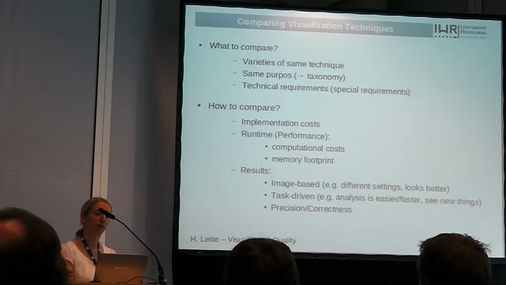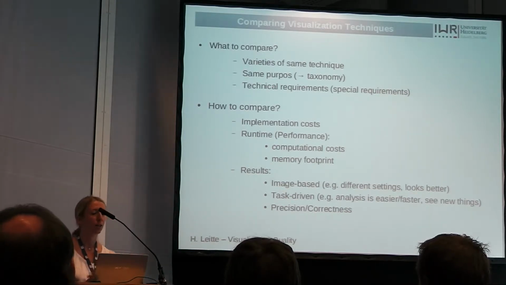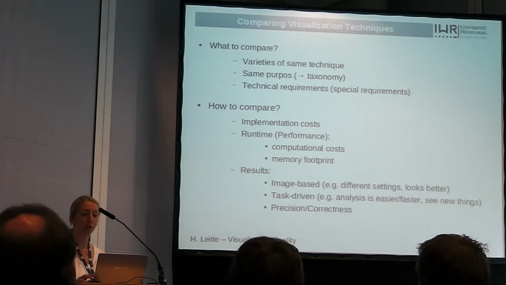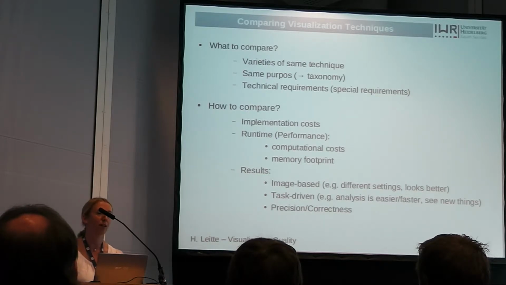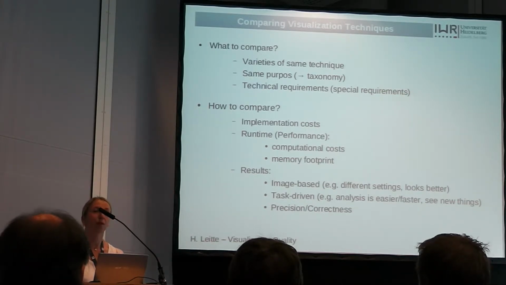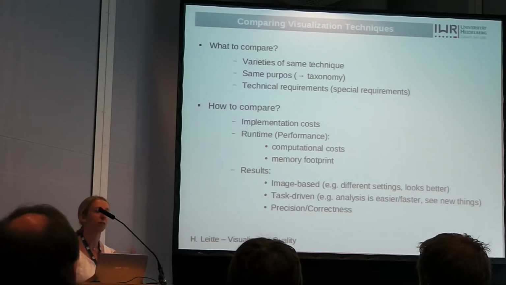So now we first have to find what we need to compare, and the second step then is how do we compare. So the first step, what to compare: you might have varieties of the same technique, as we have with the LIC approach. So there are like 15, 20 different techniques that you want to compare. And there are different parameter settings. So how do we compare if you have like 5 parameters? Do we only take the best visualization that we can get with each technique, or do we analyze the whole bandwidth and how they work in different settings?